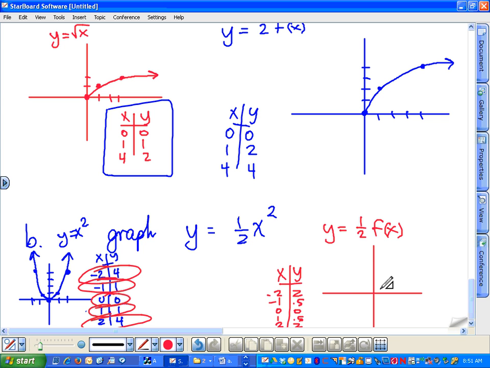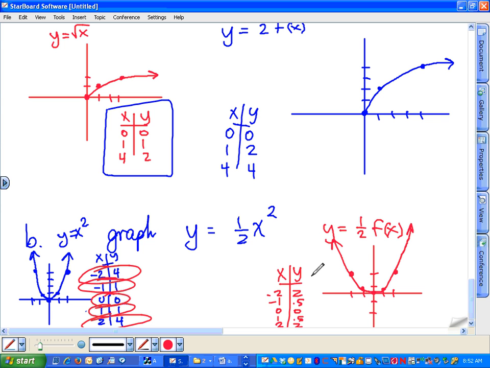So plotting the points. (-2, 2), (-1, 1/2). There's a graph of y equals 1/2 x squared.